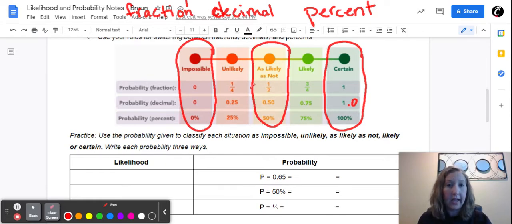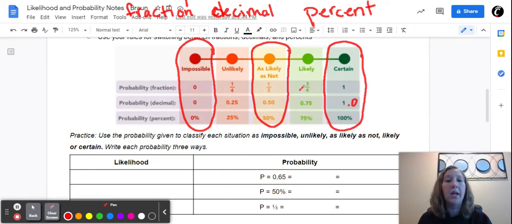That would be an unlikely outcome. It doesn't have to be 1/4, 0.25, or 25%, but it would be a fraction, decimal, or percent between our impossible and our as likely as not, which is also the same for likely. So it doesn't have to be 3/4 or 0.75 or 75%, but it is going to be a fraction, decimal, or percent that is between our as likely as not and our certain.